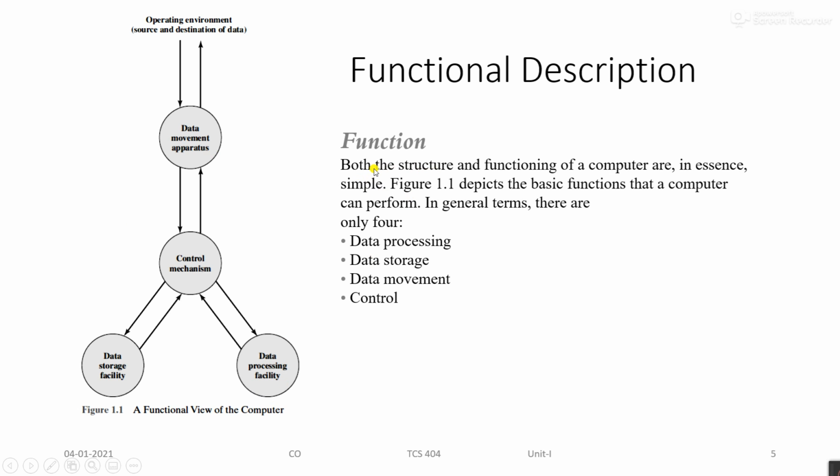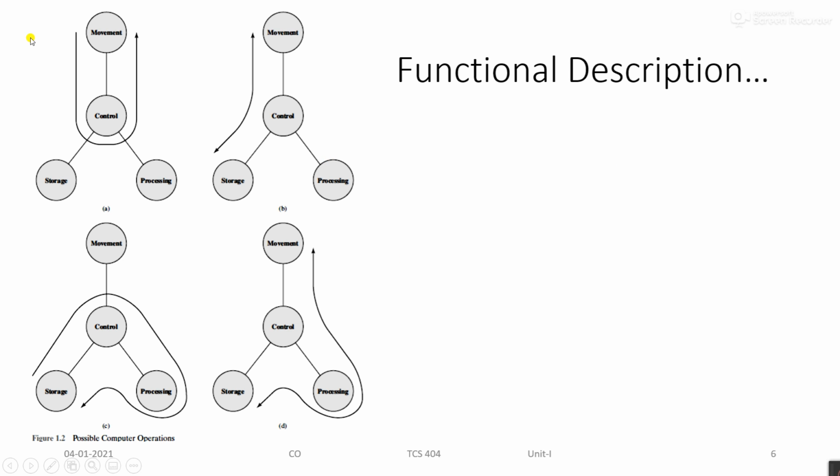Let's see what is in the function. Both the structure and functioning of a computer are in essence simple. The figure depicts the basic functions that a computer can perform. In general terms, there are only four functions: data processing, data storage, data movement, and control. These are provided in this diagram. Now, in the functional description, we take some data from the outside world, the data movement happens, and the data is provided to the control. For example, if I write a program in C that adds two numbers, it will take two numbers, add them, and provide the result back.